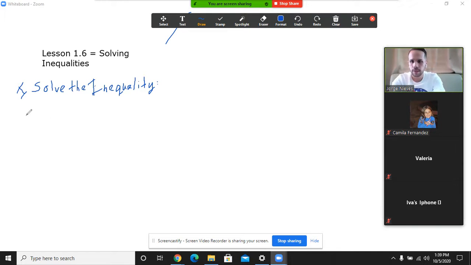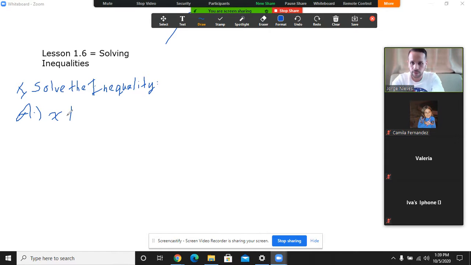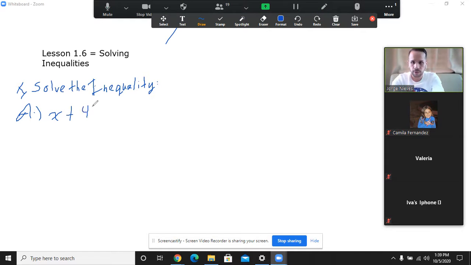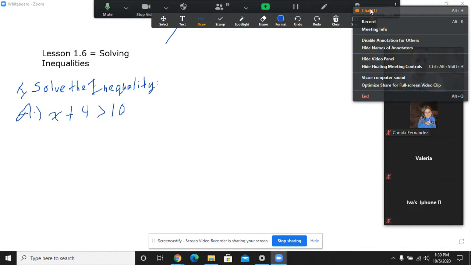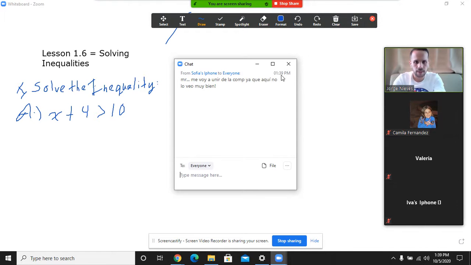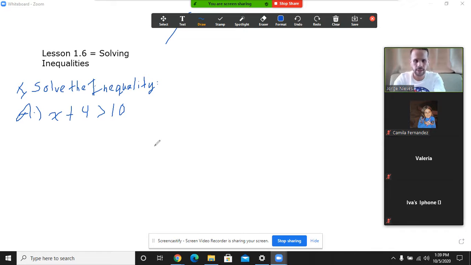Imagine we got x plus 4 greater than 10. Vamos a imaginar que tenemos ese ejemplo. ¿Qué es lo primero que vamos a hacer? Queremos dejar la x sola, queremos despejar. We want to find x.